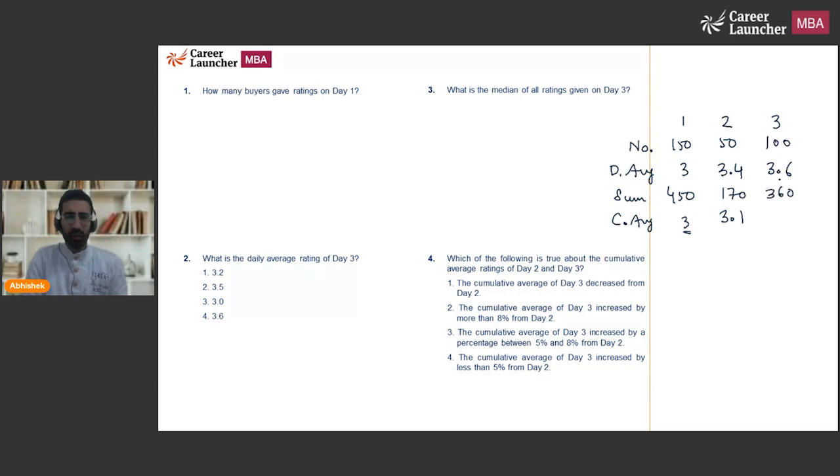Cumulative average, do we need the cumulative average? Question number 4, we need the cumulative average. Now, what will the cumulative average be at the end of day 3? It's very simple. The total sum, 450, 170. We had 3.1, but it's just 450, 170 is 620. 620 and 360 is 980. How many respondents? 150, 50, 200. 200, 100, 300.